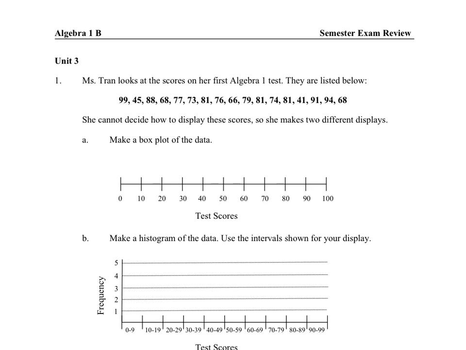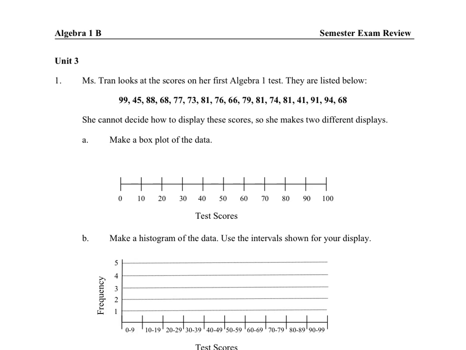Question 1. Ms. Tran looks at the scores on her first Algebra 1 test. They are listed below. She cannot decide how to display these scores, so she makes two different displays. So we're going to have to make a box plot of the data and make a histogram of the data. In order to make a box plot, we have to put the numbers in order from least to greatest.